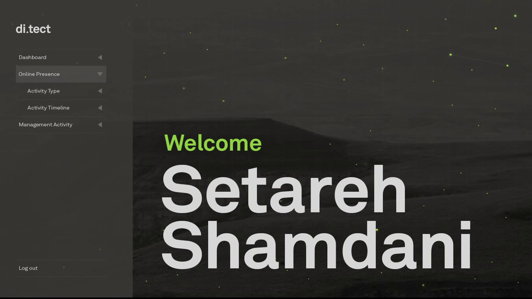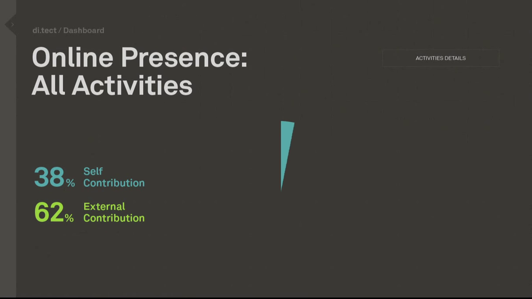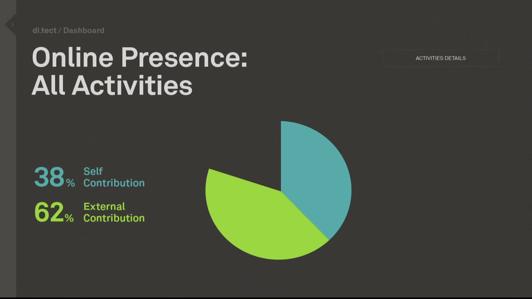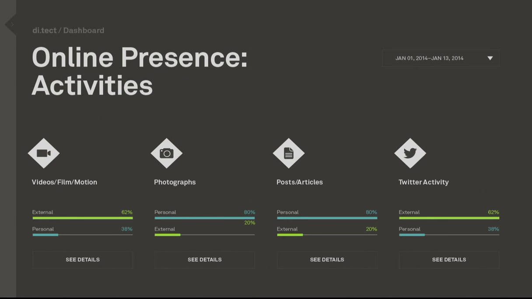Once your account is activated, Di.Tect searches through publicly available information to demonstrate the amount of your online activity in comparison to what others contribute to your presence. Reviewing this by medium, you can see the fields you dominate and the fields in which you are most discussed.